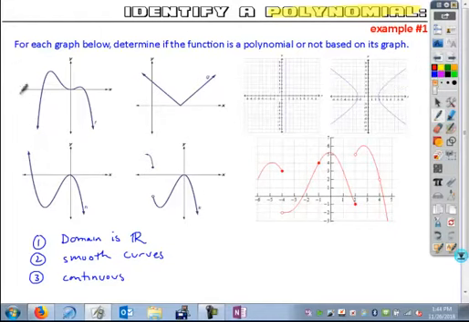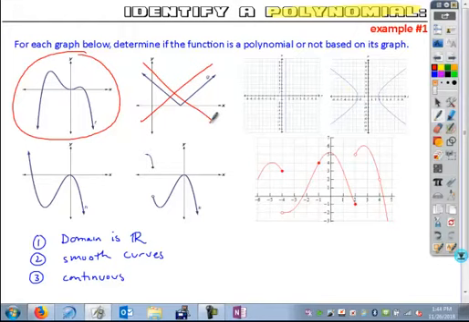Okay, so if we look, and we'll just go across the top here from left to right. So would this be a polynomial? Yeah, all real numbers for the domain, it has smooth turns on it, and it's continuous, no breaks. So this is a polynomial. What about this? No, it's an absolute value, right? There's a sharp corner or a sharp change in the direction of the graph, so that is not a polynomial.